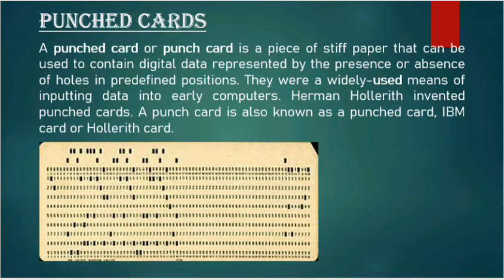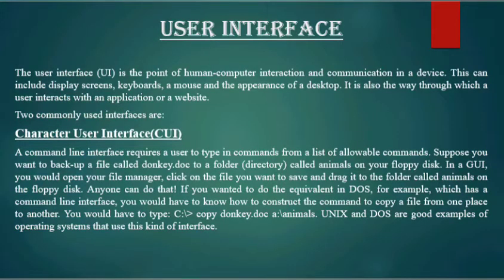Then we can come back to the next section, that is user interface. User interface means a point of interaction between the user and the computer. In the previous videos we have learned about operating systems. So what is the need of an operating system? The main purpose is communicating with the computer, because we don't know the combinations of zeros and ones, which is binary language. We can't understand the combinations of zeros and ones, because it is machine language. The computer can understand machine language.